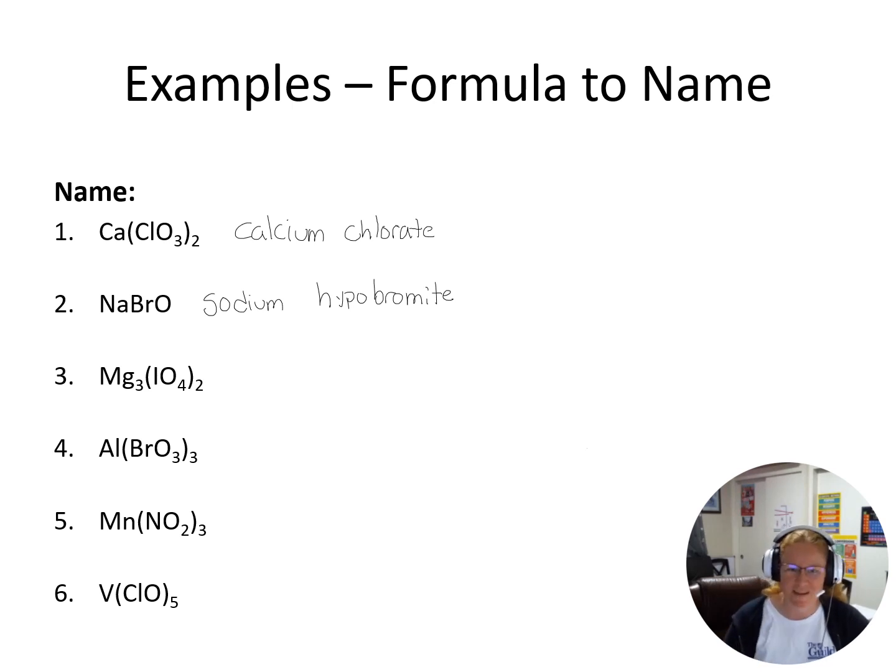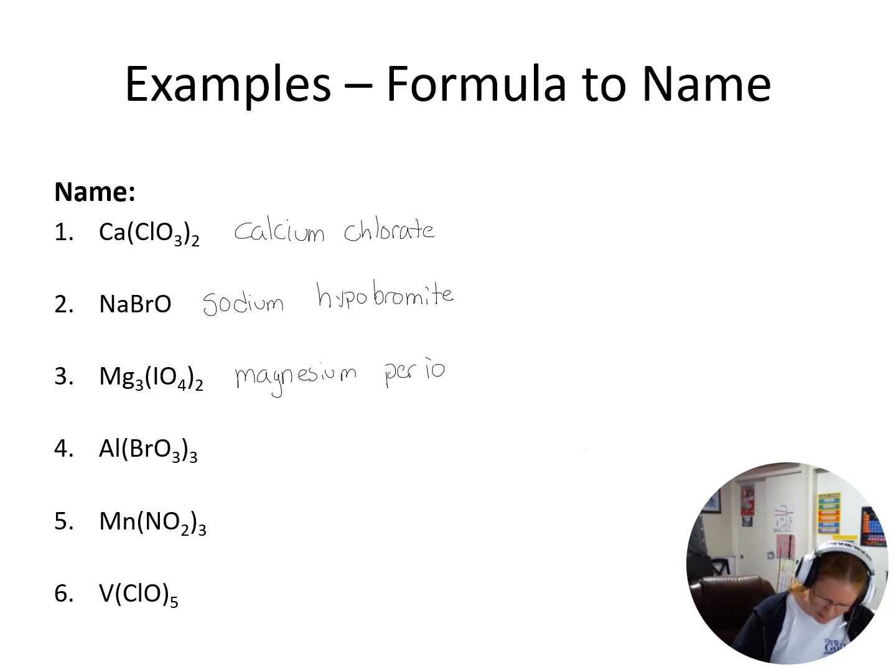Okay? All right, then we get magnesium here. IO4. So now, again, halogen. We've just learned that if we go up to 4 oxygens with the halogen, we need that per prefix as well as the ate ending. So this is going to be magnesium periodate.